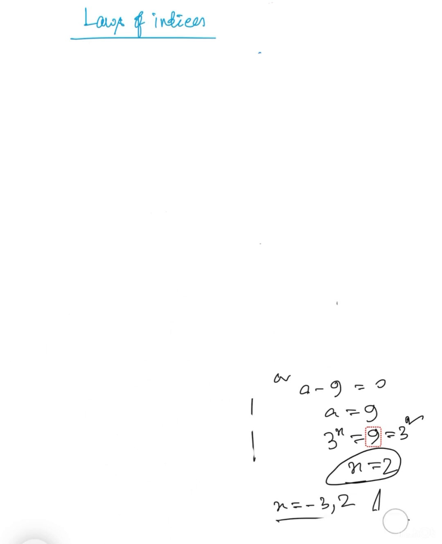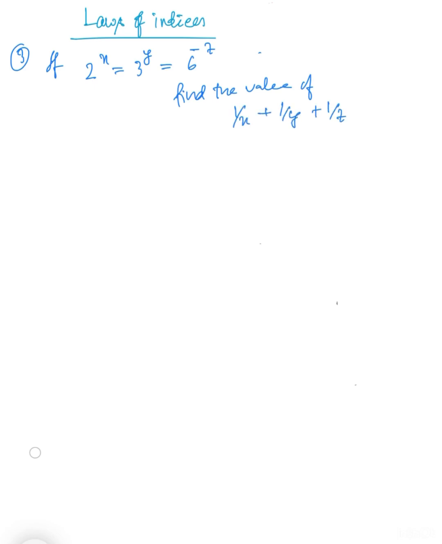So, next problem. Let me put on the board question number 3. If 2 to the power x equals 3 to the power y equals 6 to the power minus z, find the value of 1 by x plus 1 by y plus 1 by z.